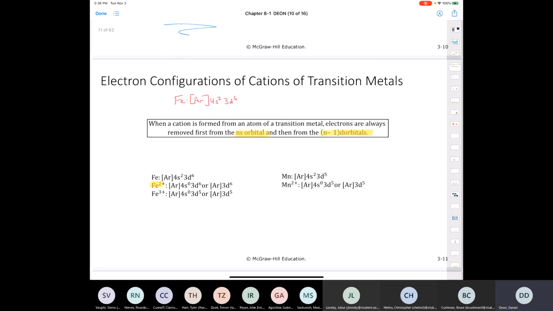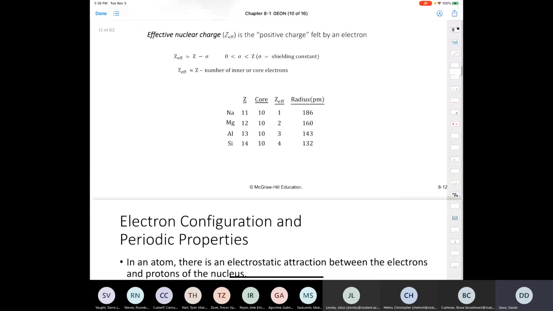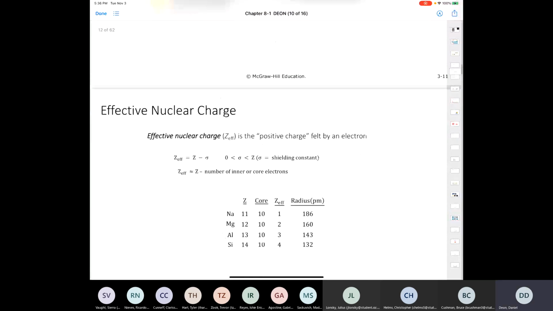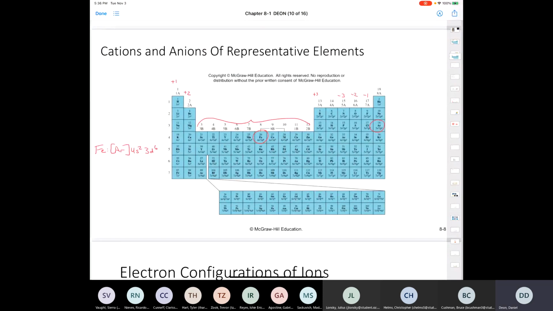I want to go back here to my slide that has some, where am I? Nope. Let me back up. Go back to this periodic table here. There's a couple of elements that are transition metals, or near the transition metals, I should say, that only have one possible charge.